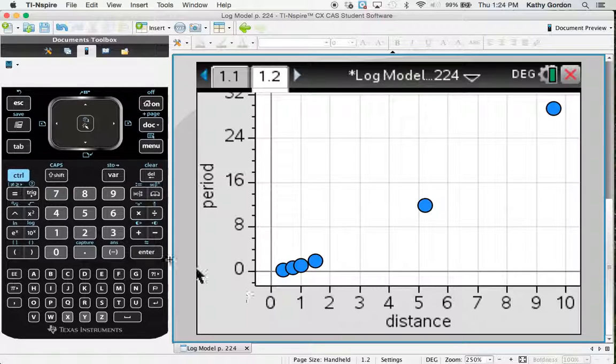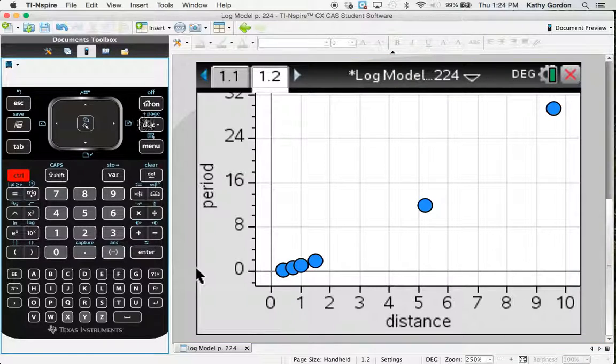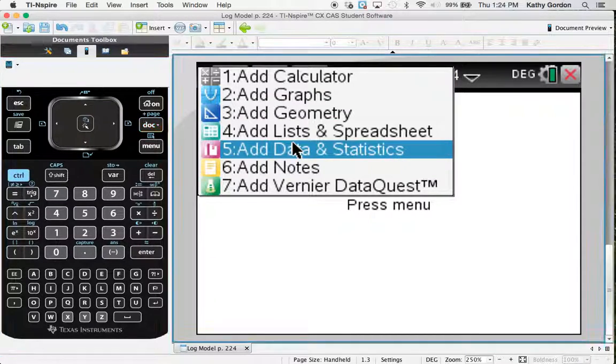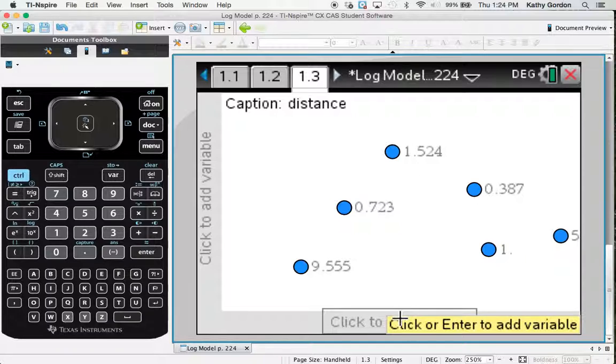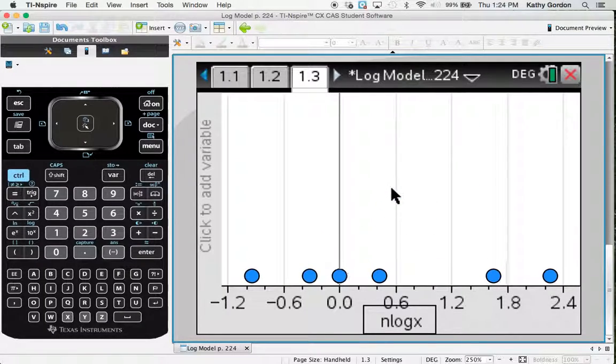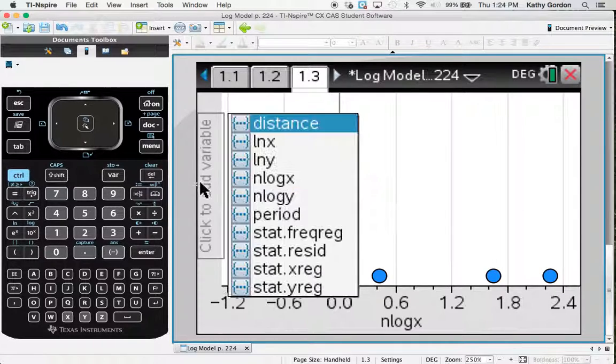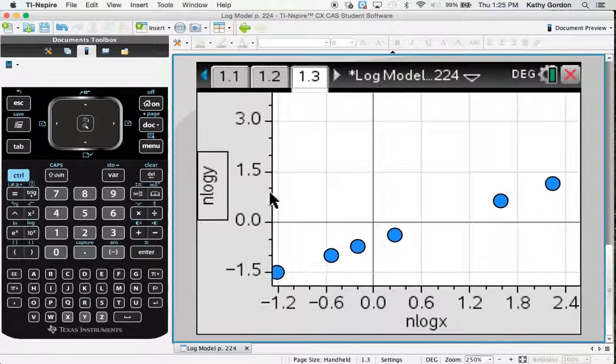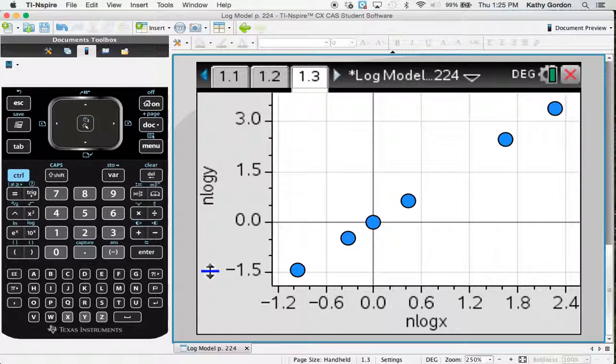Okay? But what I really want are those natural logs. So I'm going to add another page here quick. Do data and statistics again, and this time I'm going to choose the n log x, and over here for y, the n log y. Did they end up on a straight line? Yeah. Yeah, looks like it.